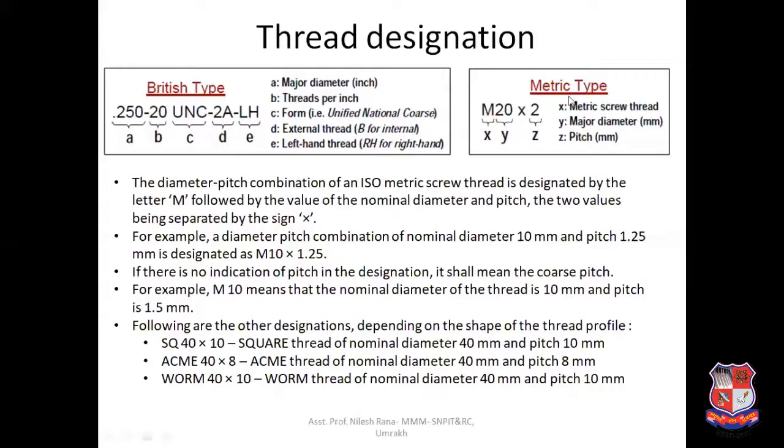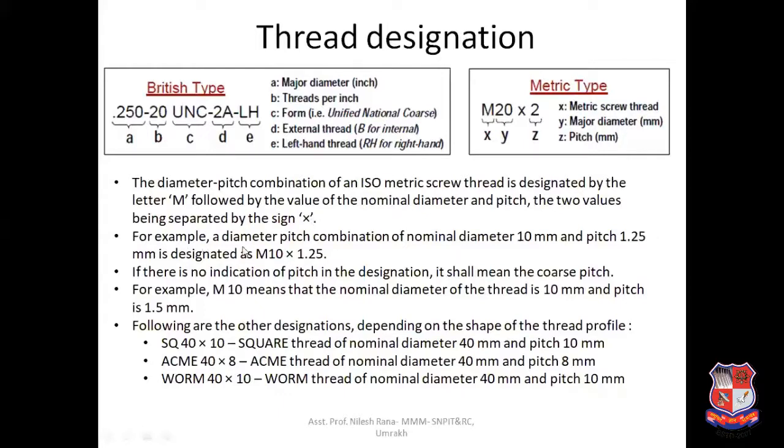So here you can see the metric type. M20x2 means the metric screw thread. X category is called metric screw thread. Y is the major diameter in mm, and Z is the pitch in mm. So here you can say that the diameter pitch combination of an ISO metric screw thread is designated by the letter M, M is metric, followed by the value of the nominal diameter and pitch. The two values are separated by the sign multiplied, meaning x.